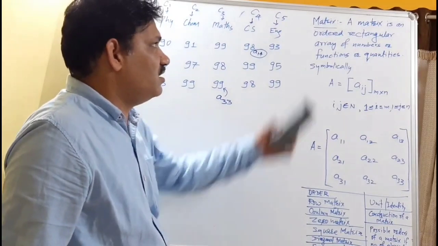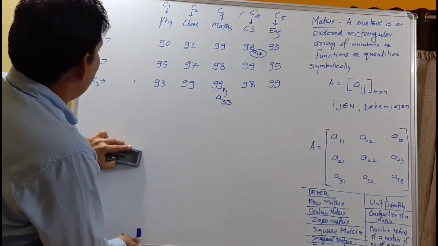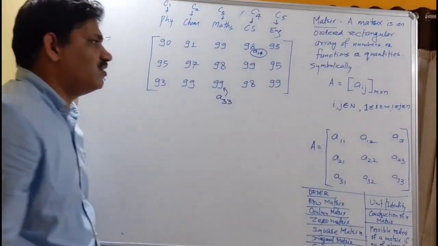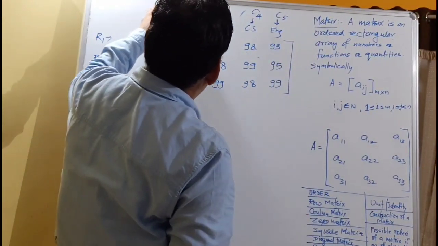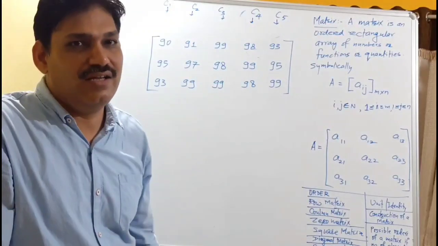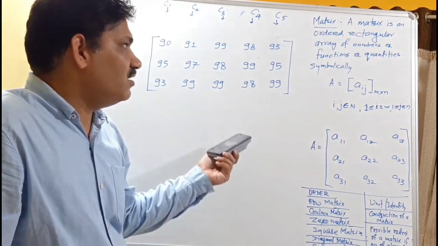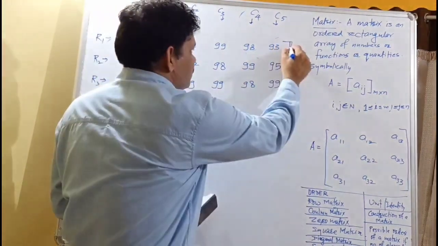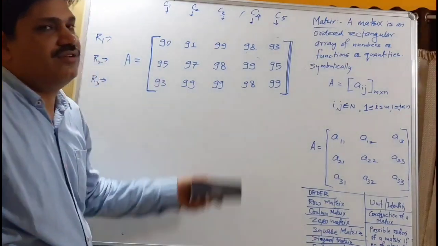Now let's try to understand the definition of matrix. With this understanding that the first row denotes the marks of Amar, second row denotes the marks of Akbar, third row denotes the marks of Anthony, and the first column stands for physics, second for chemistry, third for maths, fourth for CS, and fifth for English, if I arrange this data in a rectangular array, and enclose it in square brackets, this is known as the matrix representation of this data.